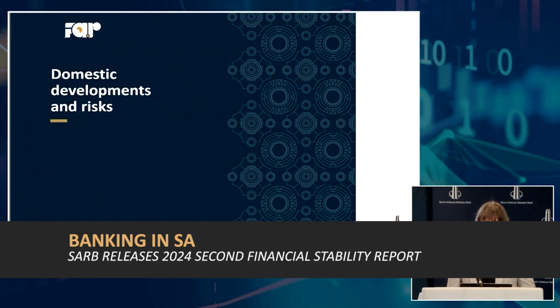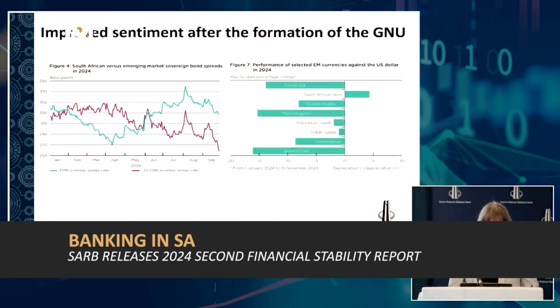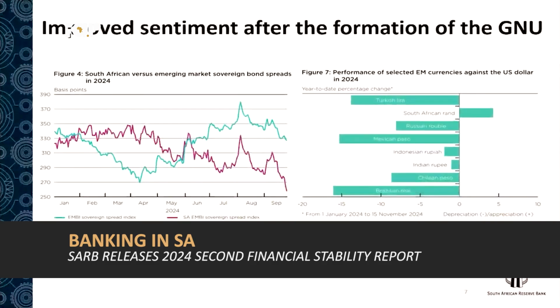I'll move over then to the domestic developments and risks. South Africa faced various idiosyncratic risks and challenges over the past years. We have elaborated on these in our previous editions of the FSR, but since June 2024, there has been some respite after the formation of the Government of National Unity. Improved sentiment had positive effects on the financial sector, and South Africa outperformed its emerging market peers in various respects. The graph on the left shows how South Africa's sovereign bond spreads have declined to below the emerging market bond index spread, or the EMBI spread, since June 2024.